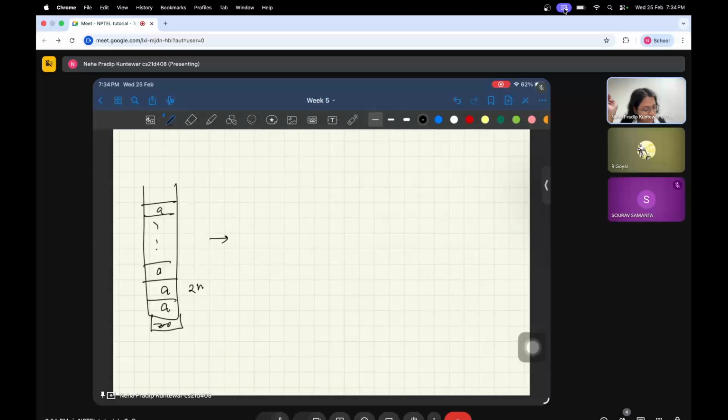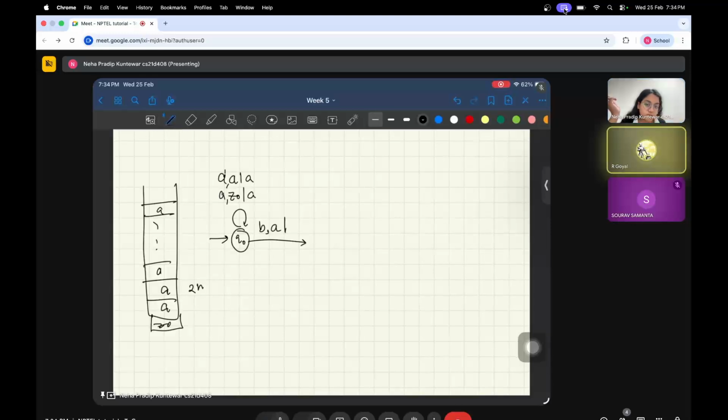So let's do it this way. You are at Q0 and you see A with Z0, and A with A is also A. Now if you see a B, then, sorry, at this point probably we can do it in any order. Yes, you can push it and pop it again.